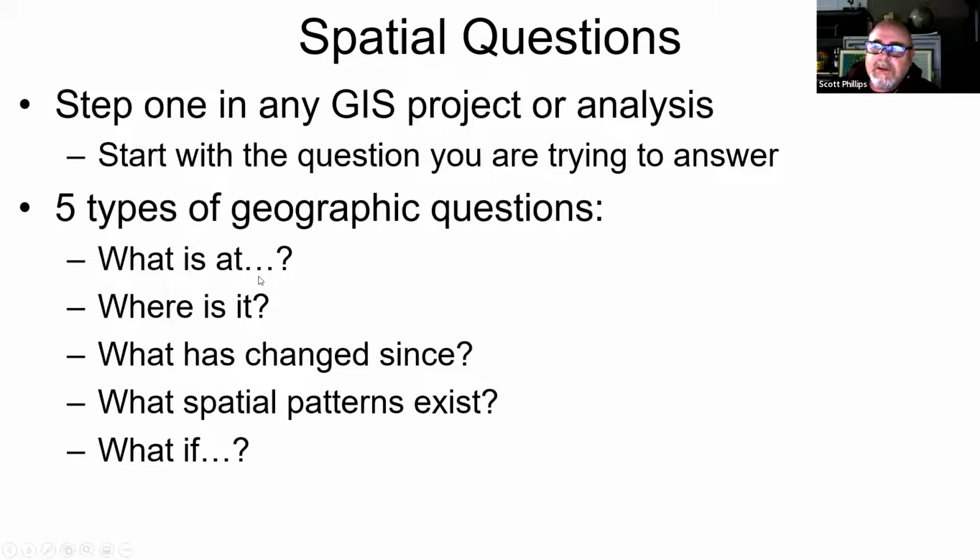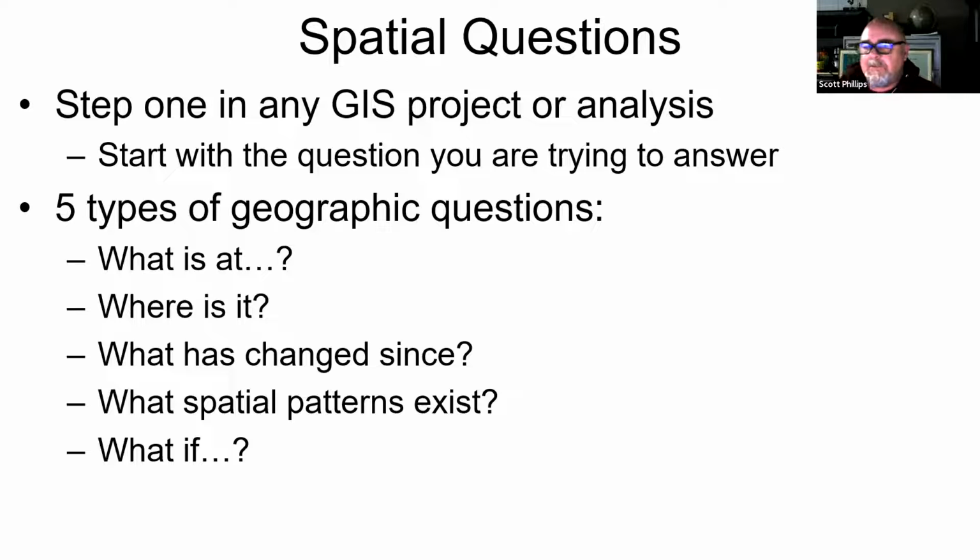But to understand what you want to bring in, how you want to edit it, what you're going to do for analysis, you need to back up a step and understand, what am I trying to accomplish? A good way to think about that is the concept of spatial questions. I think at the very beginning of a GIS class, it's important to emphasize that you need to have a question that you're trying to answer in order to really use GIS effectively.